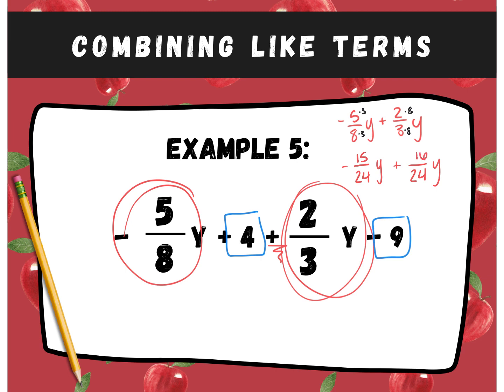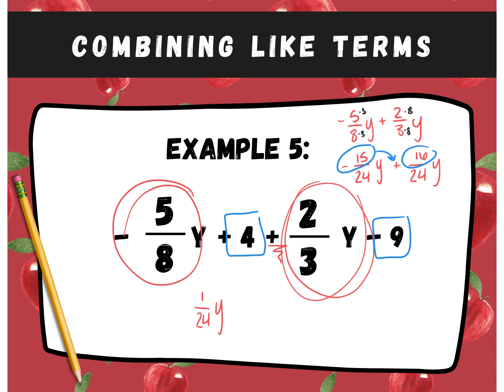Once I've gotten common denominators, I can now add these 2 fractions together. I have negative 15/24 of y, and I have plus 16/24 of y. And what's fun about fractions is once you get the common denominator, you're really following integer rules. So I know I have negative 15, and I'm going to add 16. Negative 15 plus 16 is positive 1, so I get 1/24 of y.